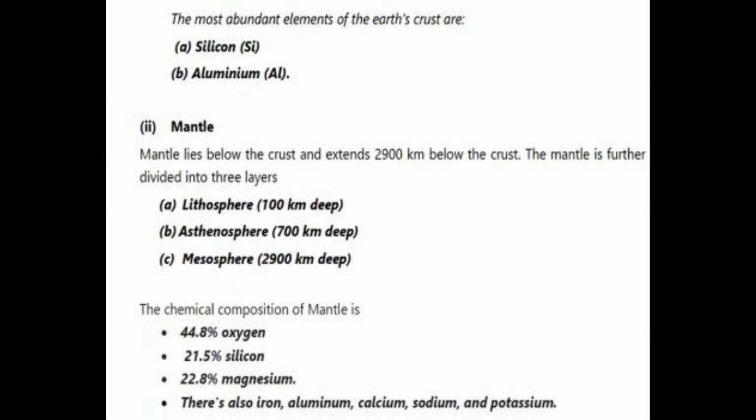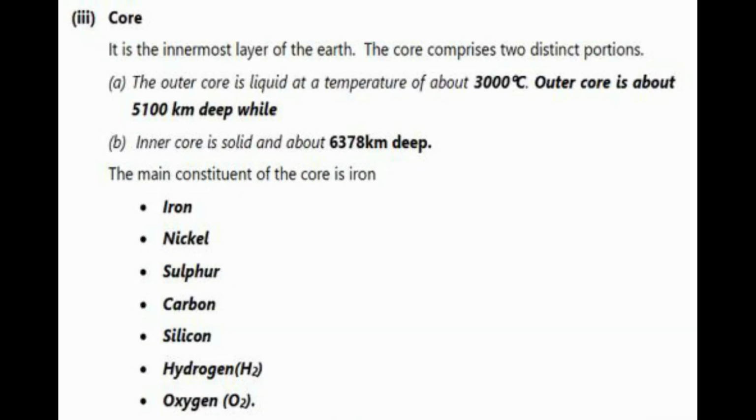Mantle lies below the crust and extends 2,900 km below the crust. The mantle is further divided into 3 layers: lithosphere 100 km deep, asthenosphere 700 km deep, mesosphere 2,900 km deep. The chemical composition of mantle is 44.8% oxygen, 21.5% silicon, 22.8% magnesium. There's also iron, aluminum, calcium, sodium, and potassium.